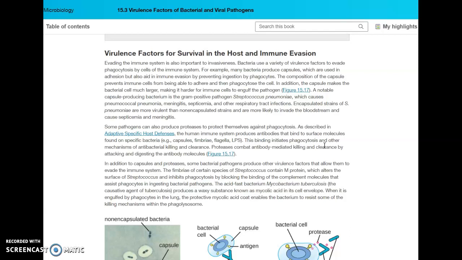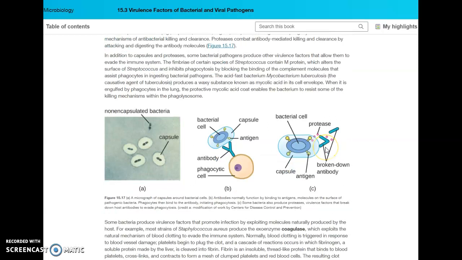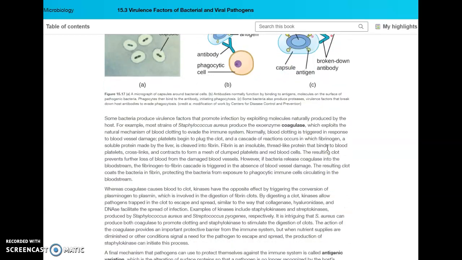Mycolic acid, which we know is produced by our Mycobacterium species, will allow the bacterium to actually live or survive inside of the phagocyte. So it doesn't block the action of phagocytosis, but once the bacterium is inside the phagocyte, it prevents its destruction. So it's essentially just growing and reproducing inside that phagocyte.